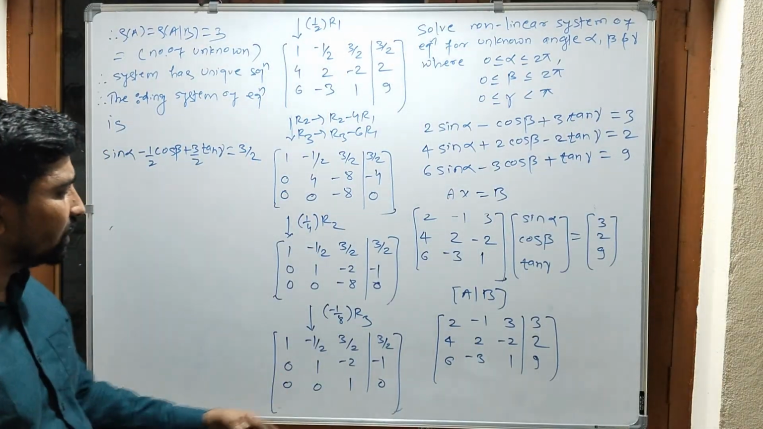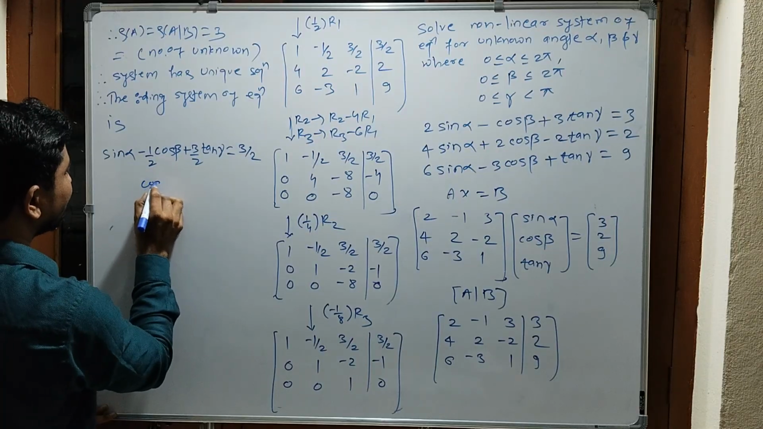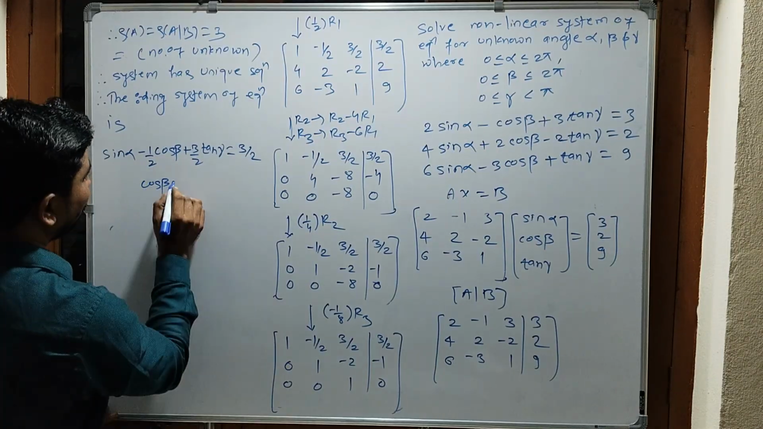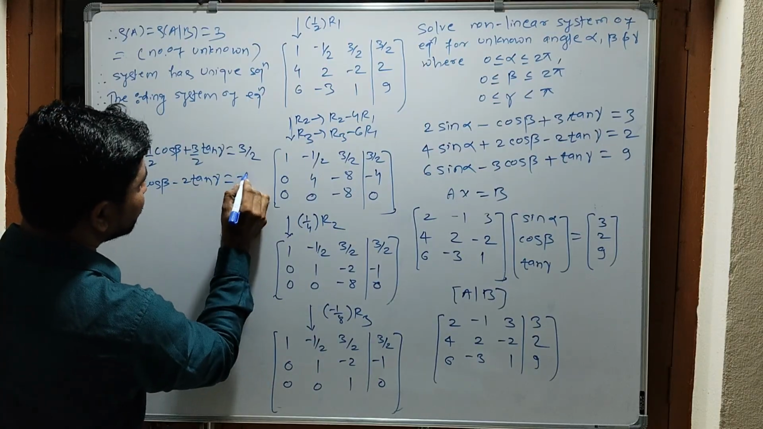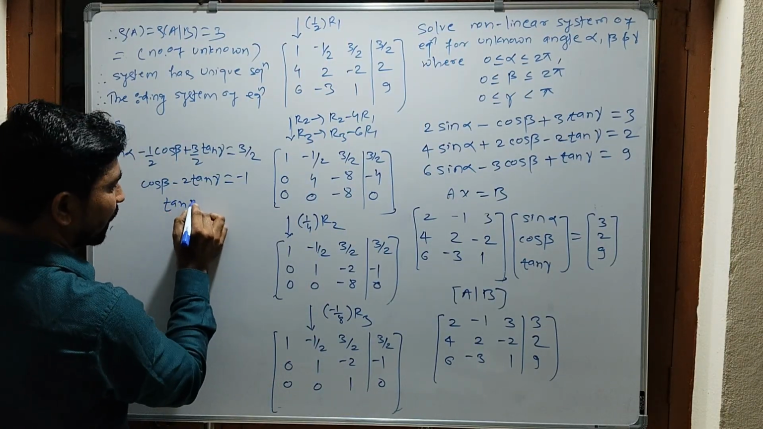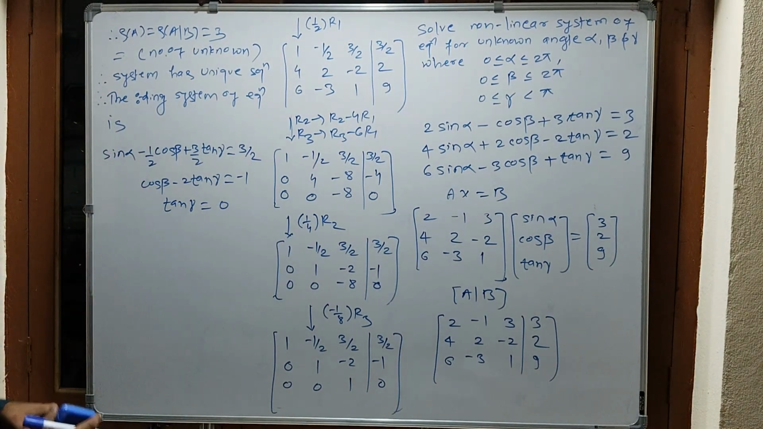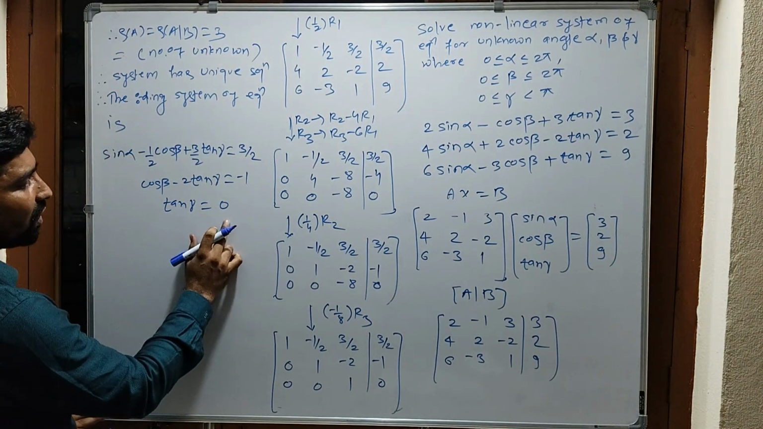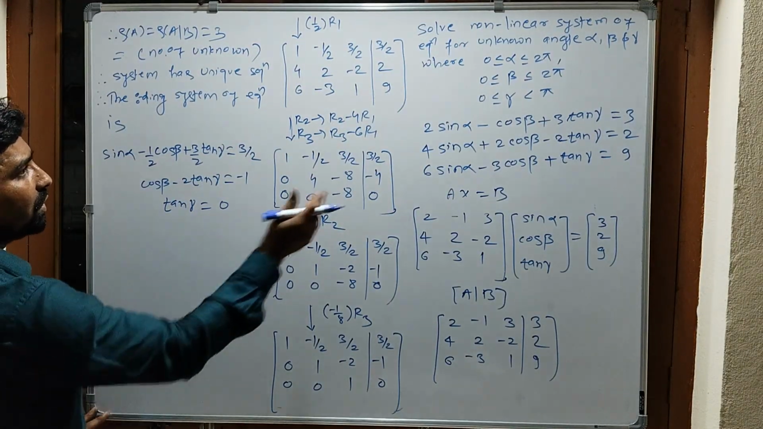Now come to the second equation: cos beta minus 2 times tan gamma is equal to minus 1. Now come to the third: tan gamma is equal to 0. By the trigonometric identity, tan theta equal to 0 only for theta equal to 0 in this range.